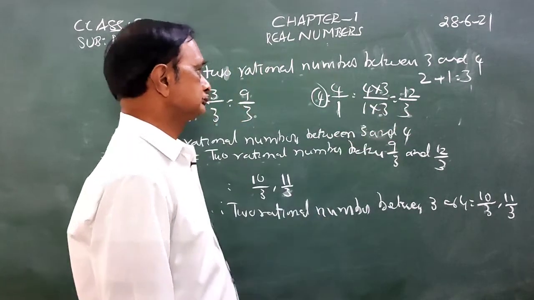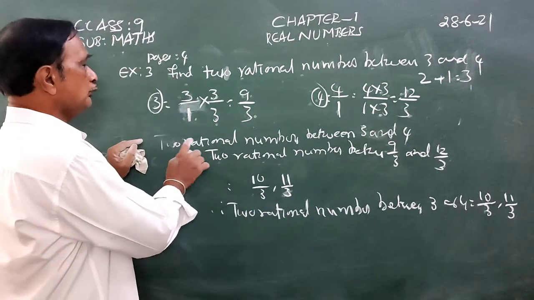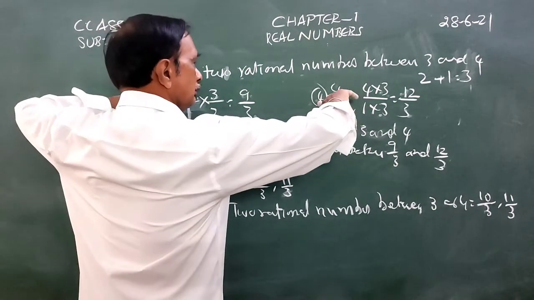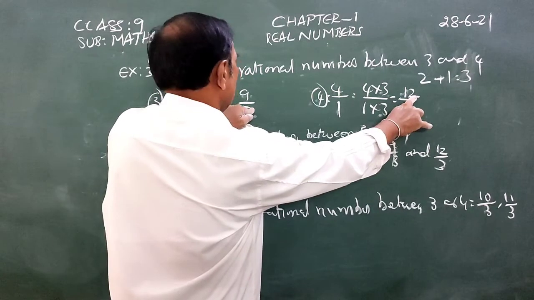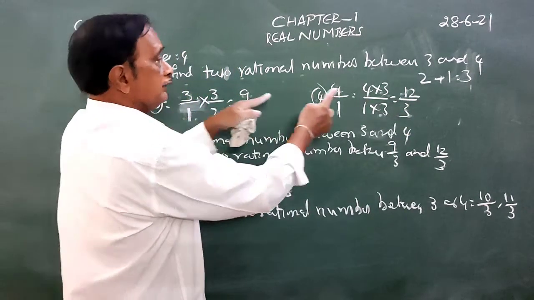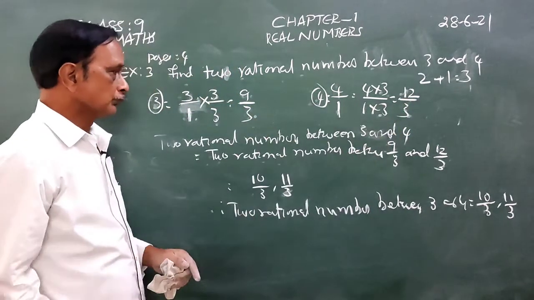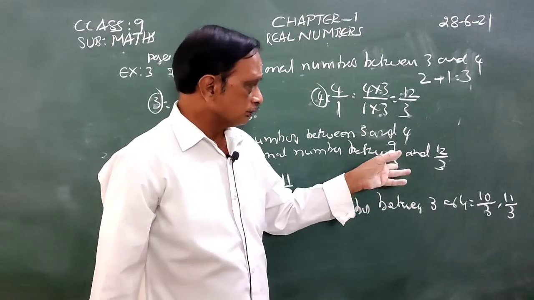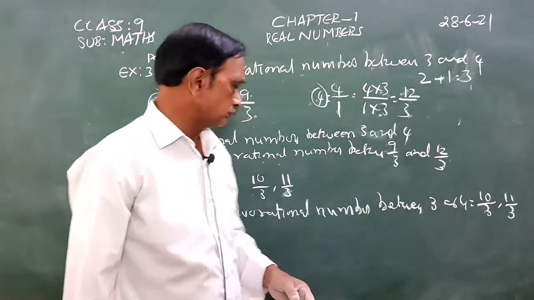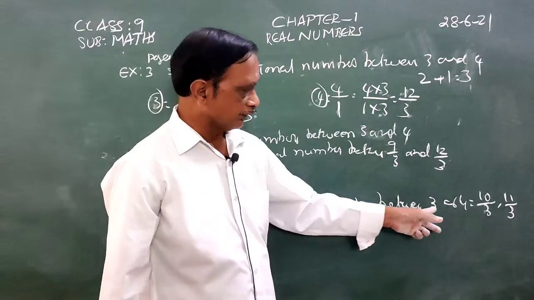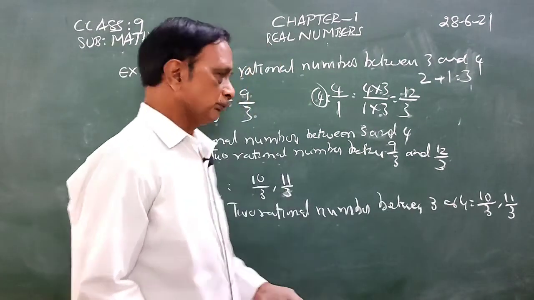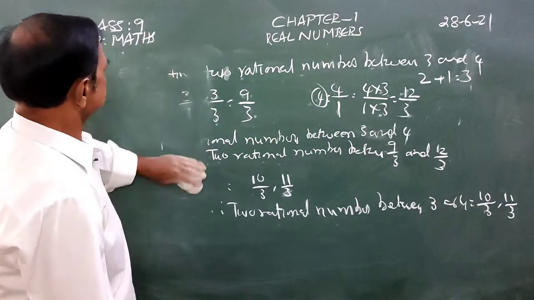12 by 3. So here, finding two rational numbers between 3 and 4 is nothing but finding two rational numbers between 9 by 3 and 12 by 3. Because these two are one and the same. And these two are one and the same. And you know, the rational numbers between 9 by 3 and 12 by 3 are what? 10 by 3, 11 by 3. Therefore, two rational numbers between 3 and 4 is taken as 10 by 3 and 11 by 3.